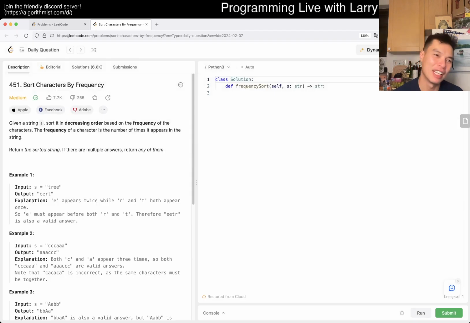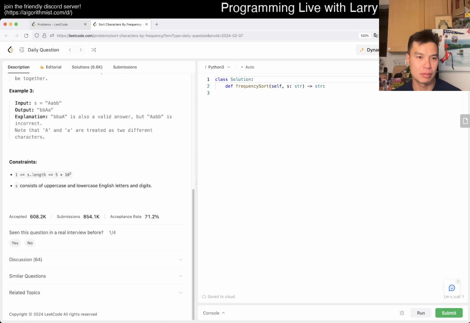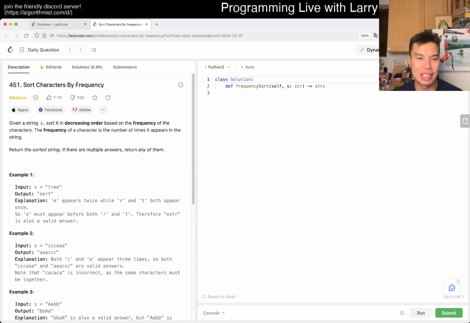And this one, apparently today we have 451, Sort Characters by Frequency. What is wrong with you, Larry? Yeah. I think this is pretty straightforward. I don't know that there's anything to describe.